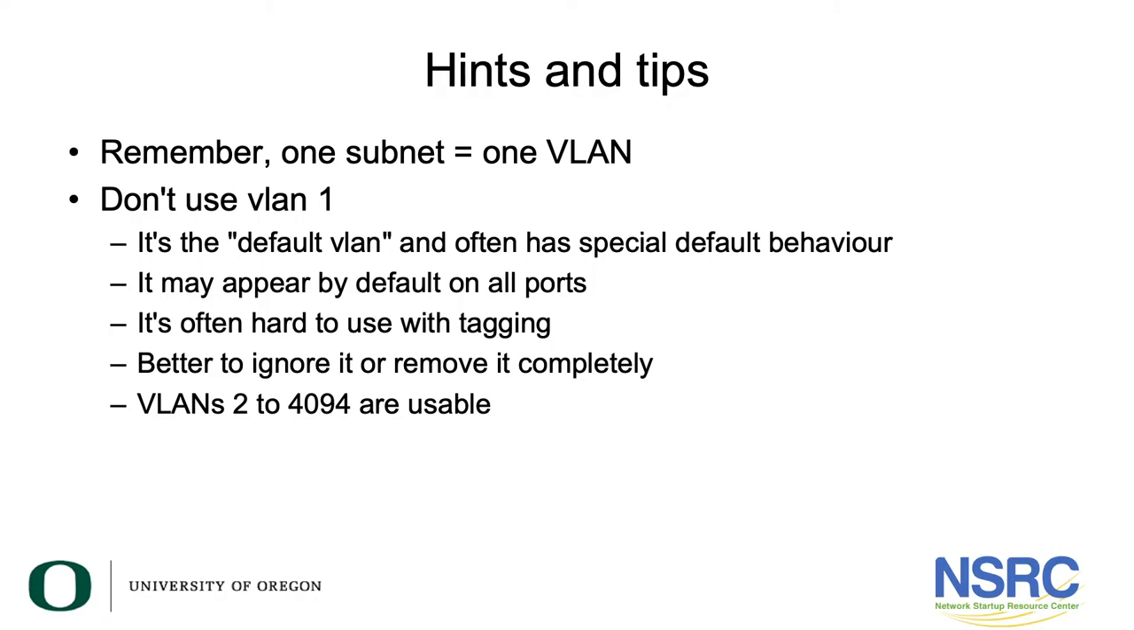So let's have a look at some of the hints and tips about all this. Remember, one subnet equals one VLAN. We've advised in several sessions before never to use VLAN 1. It's the default VLAN on many different vendor switches and often has special default behavior. In fact, in some cases, you can't even turn it off. So be very wary about VLAN 1. It should never be used. It may appear by default on all ports. It's very hard quite often to use it with tagging. So it's better to ignore it, and if you can, remove it.